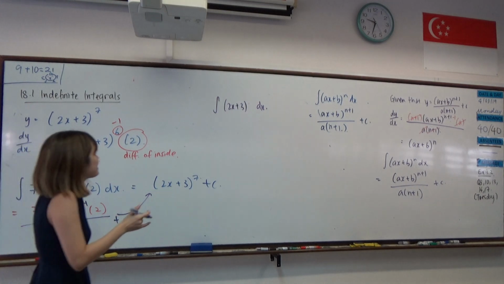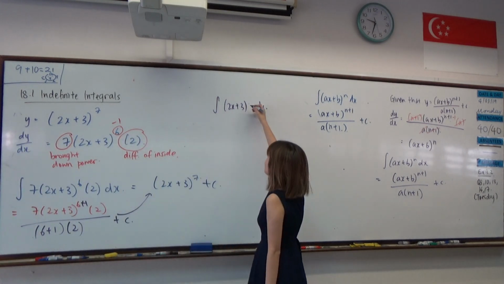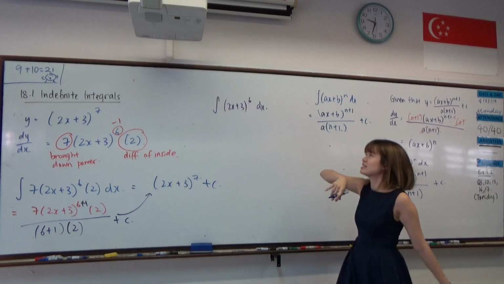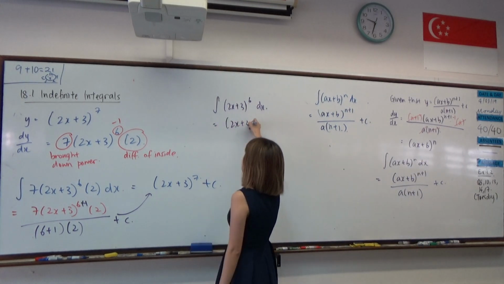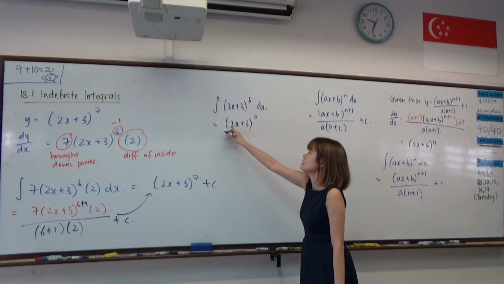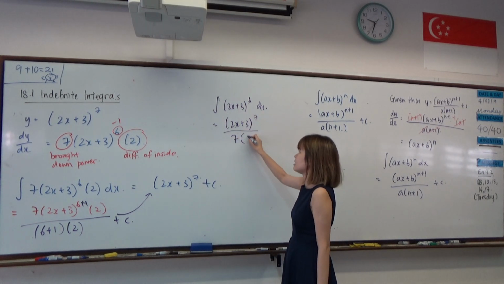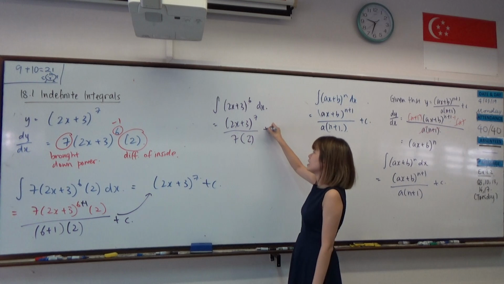Huh? What are you trying to say? You understand your question? Okay, so if I were to be just integrating, for example, the power of 6, I just have to plus the power 7 divided by 7. Then after that divide by 2 also. Then plus c.